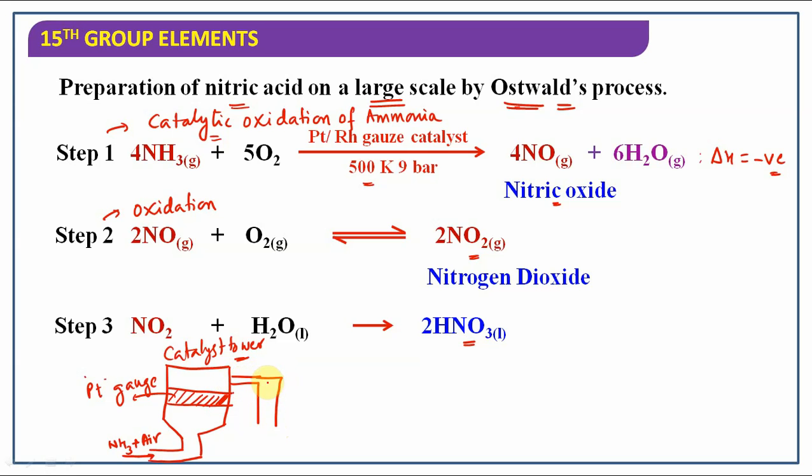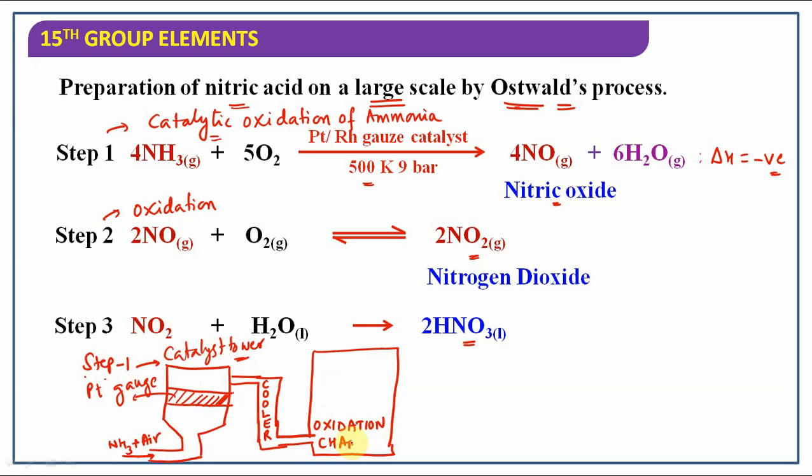It is connected to a cooler. And that cooler is connected to the oxidation chamber. Okay. So in this catalyst tower, step 1 takes place. In the catalyst tower, now NO will be obtained here. That NO must be cooled and sent to the oxidation chamber. This chamber is called the oxidation chamber.